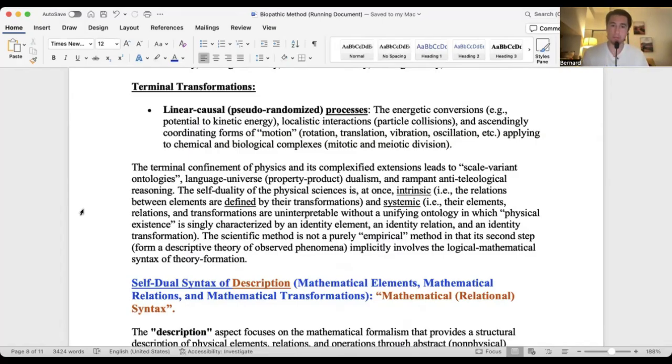So, the scientific method is not a purely empirical method in that its second step, which is to form a descriptive theory of observed phenomena, implicitly involves the logical mathematical syntax of theory formation. Right? Every descriptive theory is characterized in terms of mathematical syntax. And that means that this idea that you can disjoin the scientific method and the axiomatic method is fictitious. It's illusory. Right? You can't disjoin empirical and rational methods of investigation as a matter of principle.